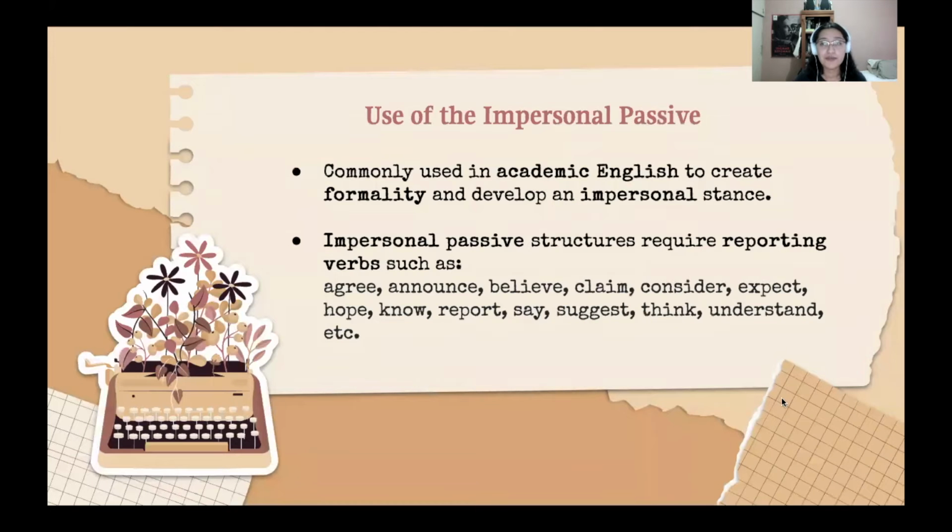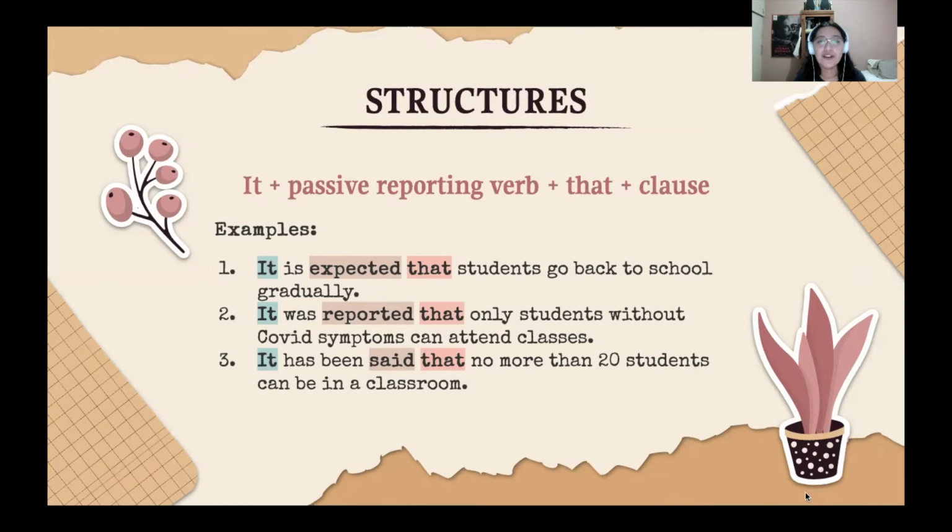The impersonal passive is commonly used in academic English to create formality and also to develop an impersonal stance. For impersonal passive structures, reporting verbs are used. There are many of them, and here's a list, but the most used ones are, for example, believe, expect, suggest, say, and think.